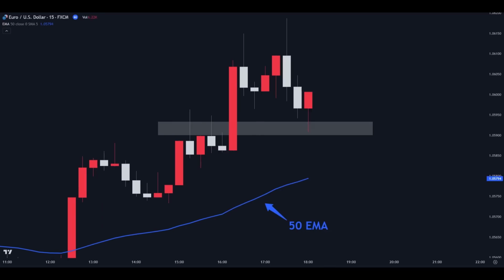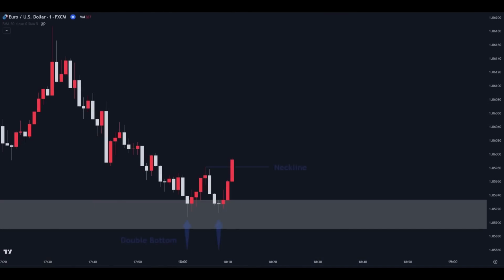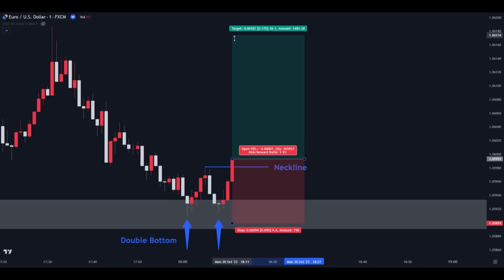So we wait for the price to enter our trading zone and look for reversal signals in the 1-minute chart. Here, we can see that the market has printed a double bottom. So we wait for the price to break above the neckline to confirm this pattern and open a long trade.